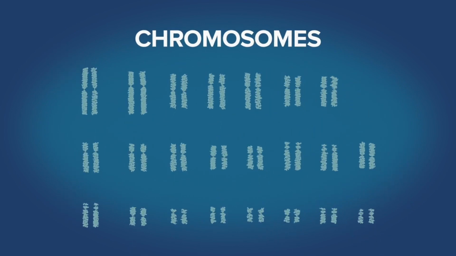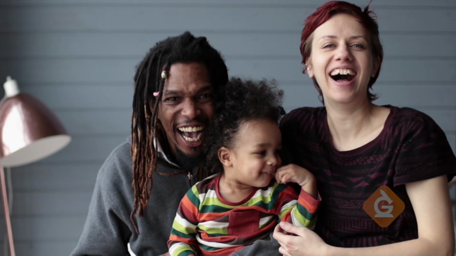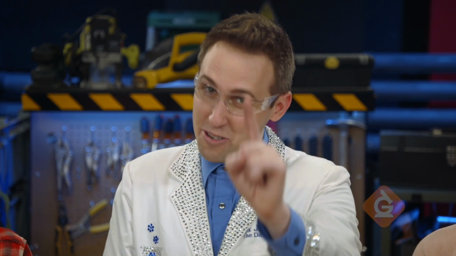Great question. In humans, DNA is cut into 46 pieces and wound up tightly into little bundles called chromosomes. You get 23 chromosomes from your mom and 23 from your dad. So we have a mixture of traits from both our parents because we have DNA from both of them. Exactly. Now let's explore how DNA leads to traits.